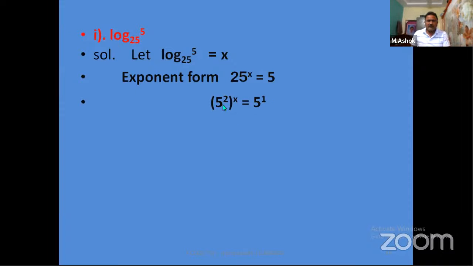So (5^2)^x is equal to 5^1. Now it is 5 to the power of 2x. Power to the power means we will multiply these two. 5^(2x) is equal to 5^1. Now the bases are equal on both sides, so the exponents are also equal. Here the exponent is 2x, here it is 1. So 2x is equal to 1, so the x value is 1 by 2. In this way, you have to solve.